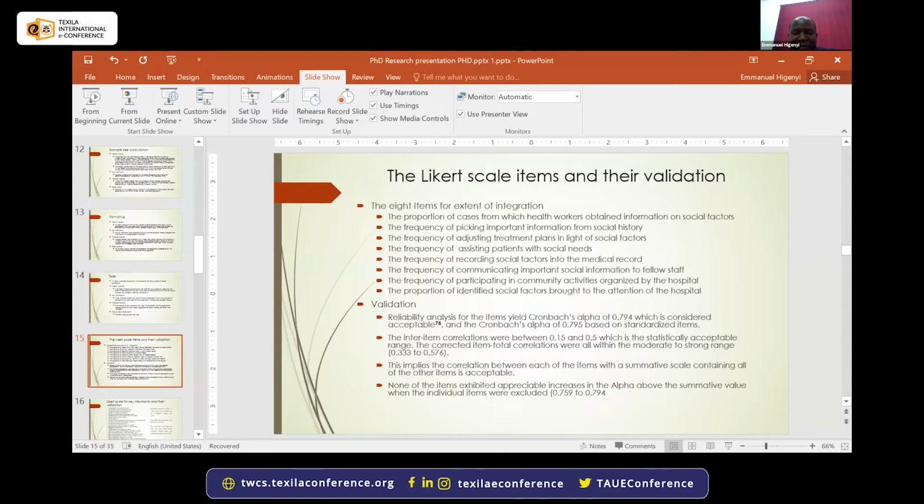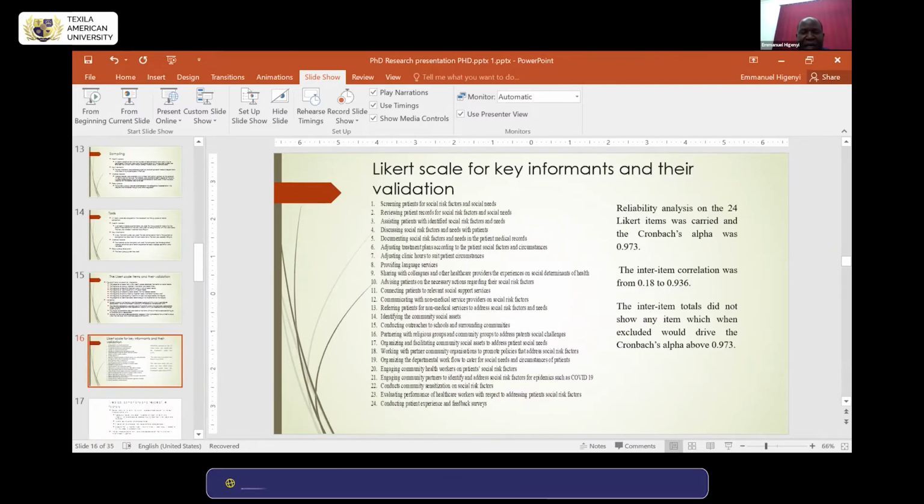So the extent of integration, I treated it as a latent variable comprised of these 8 attributes that were presented to health workers in an ordinal format with 5 ratings. So the health workers were required to indicate the extent to which they were involved in each of them. And these were validated using reliability analysis and Cronbach alpha, and they were found to be adequate.